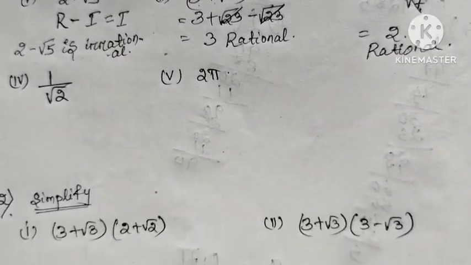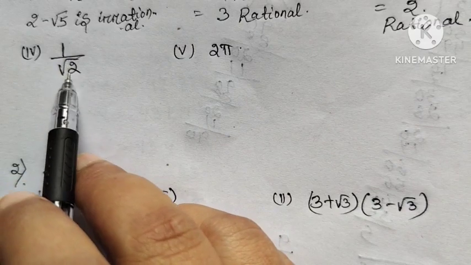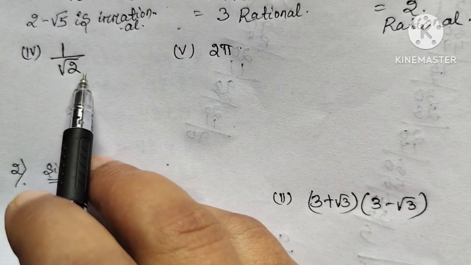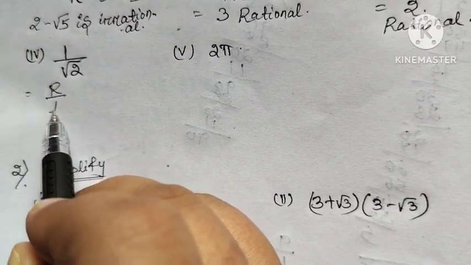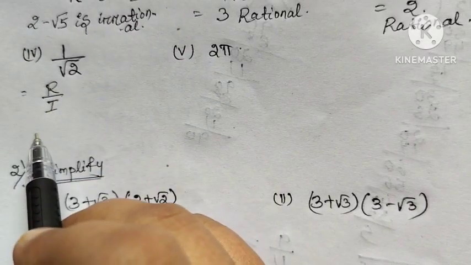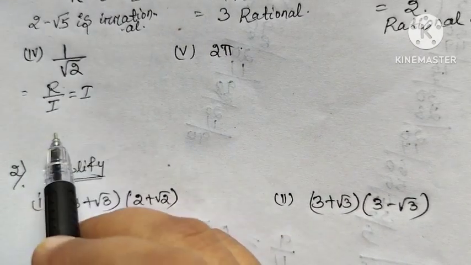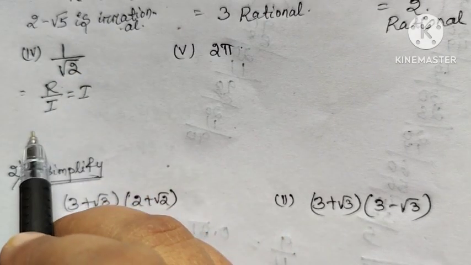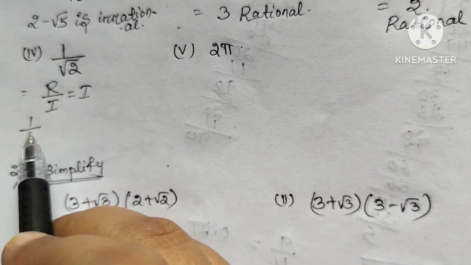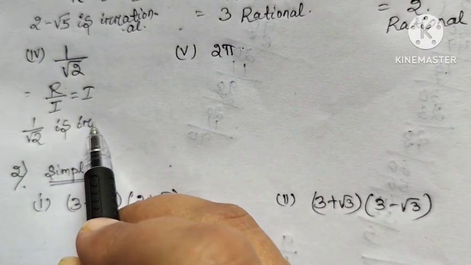The next question is 1 by root 2. This is what? Rational by irrational. Yes, rational by irrational is equal to irrational. Then 1 by root 2 is your which number? Irrational number. It is irrational.